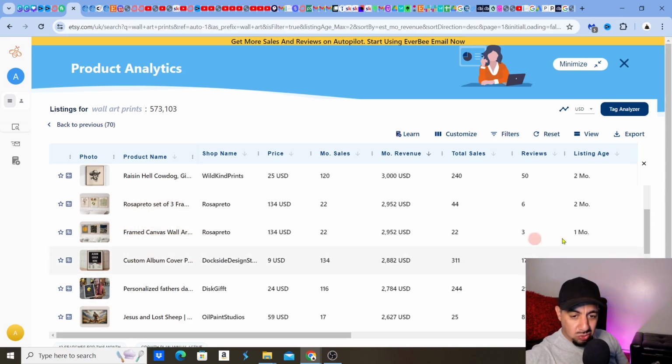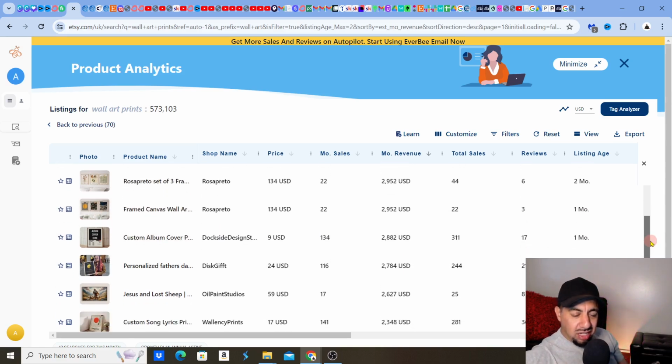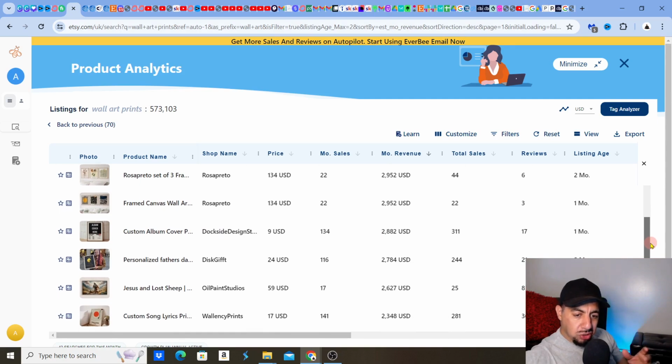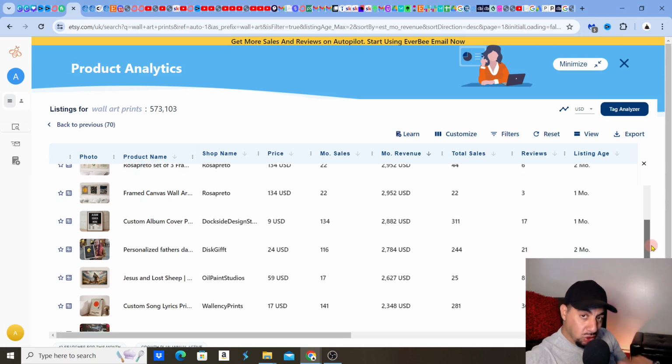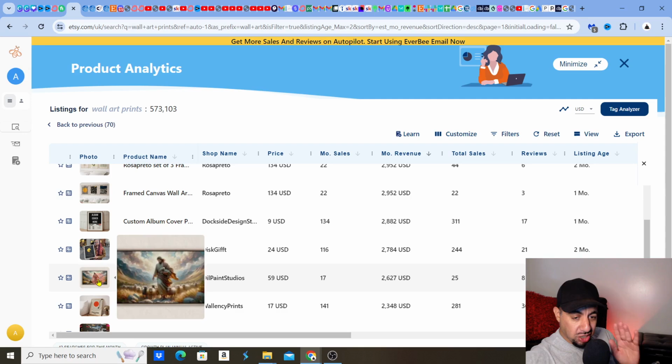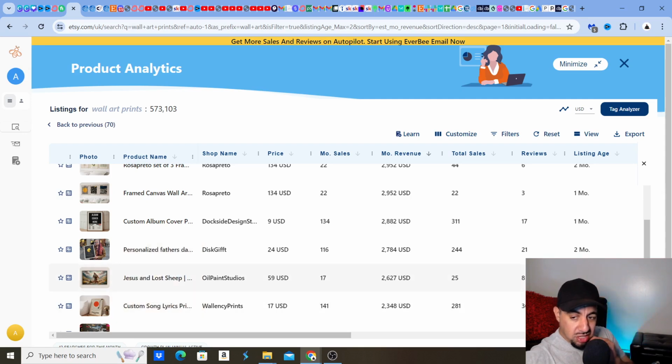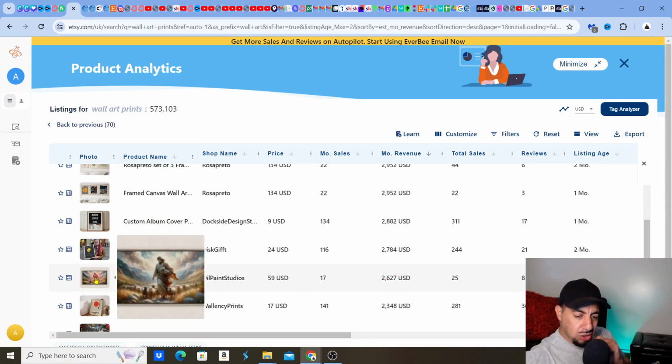There's an abstract one, which is a month old as well. So it gives you clues about what could potentially be a good sub-niche to get into in the wall art niche, which is what I'm going to be focused on. Remember, you do whatever product or niche you want to do. Now, this is interesting. Look at this. It's a 2-month-old listing making $2,627. It's got an image of Jesus with a lost sheep.